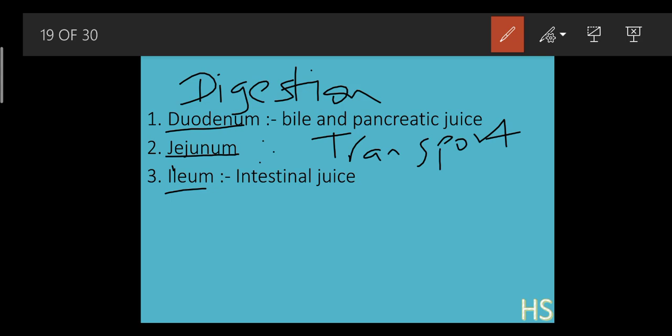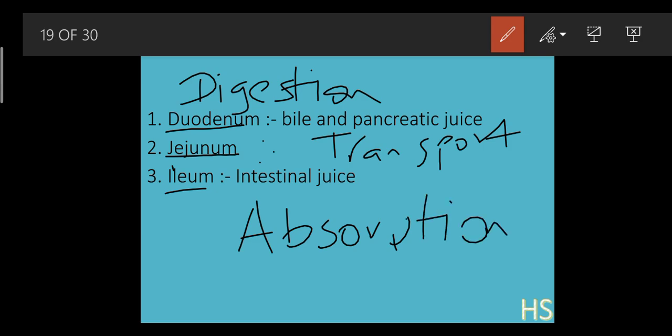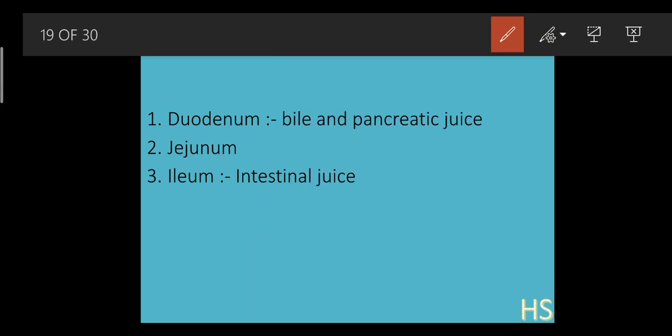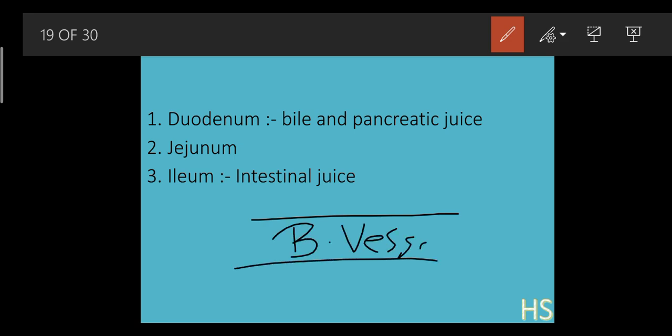And the ileum is the place where absorption takes place. What do you mean by the word absorption? See, food digested means it is no longer in the stomach, it has entered into the intestine. And absorption means the food should be broken into such small pieces that it can travel into the blood vessels. Suppose this is the blood vessel. Suppose this is the protein.